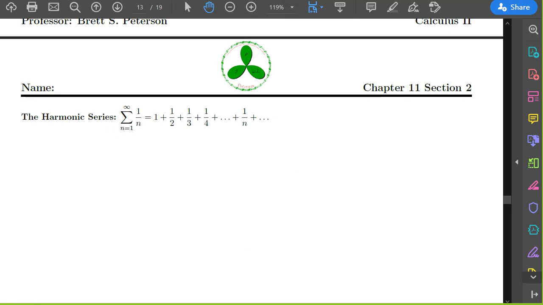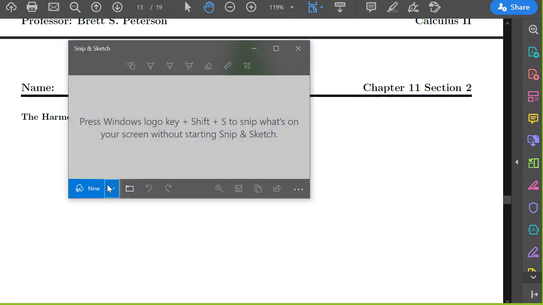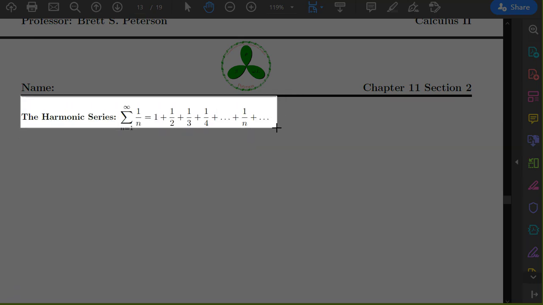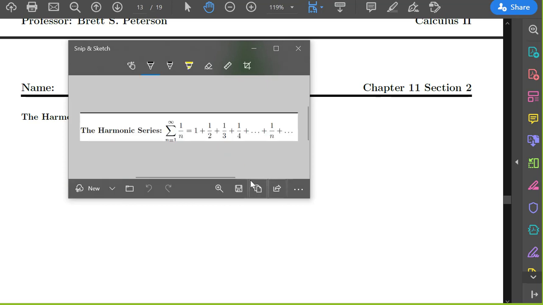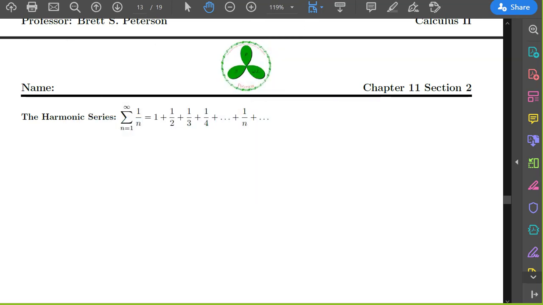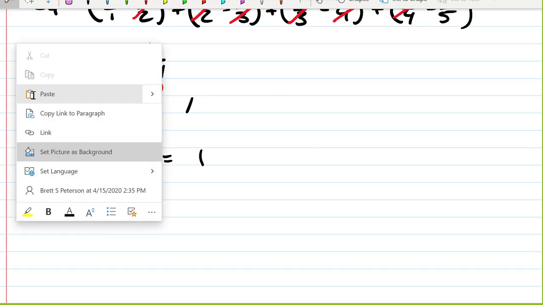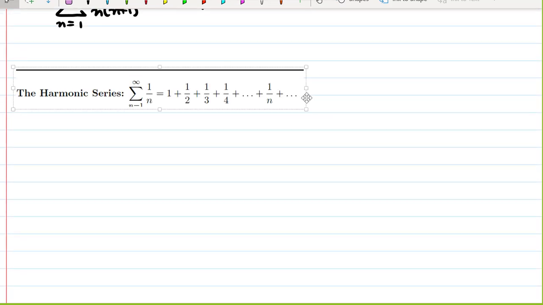So now we want to talk about the harmonic series. The harmonic series is special in the sense that it's a canonical example, which means we're going to use it for a lot, but we'll also see that it kind of acts as a borderline for something that we'll talk about a little bit later.